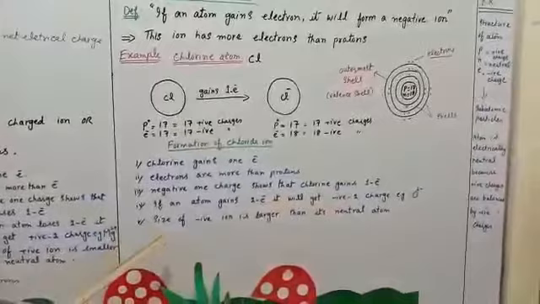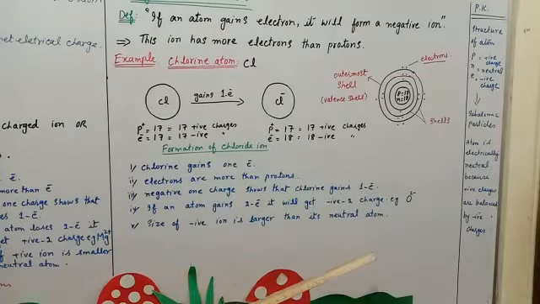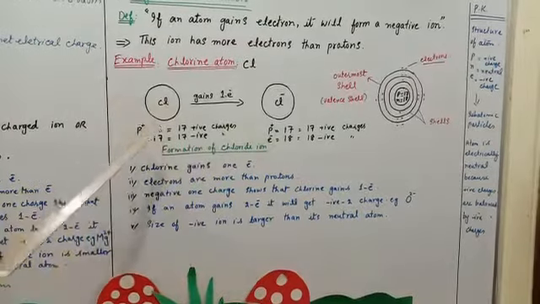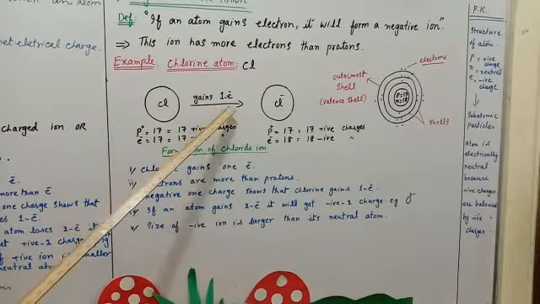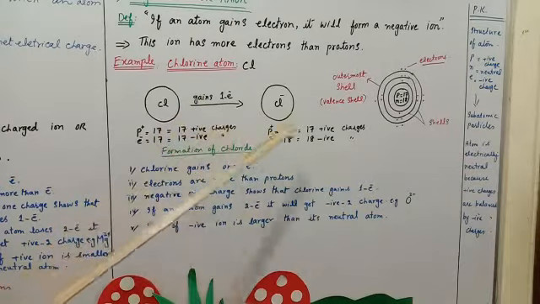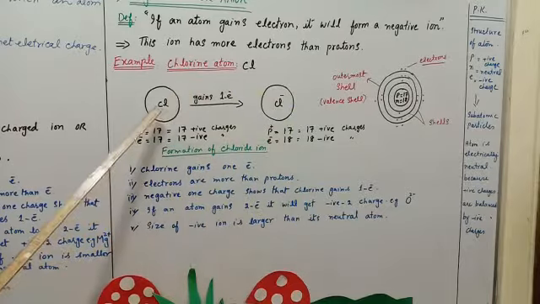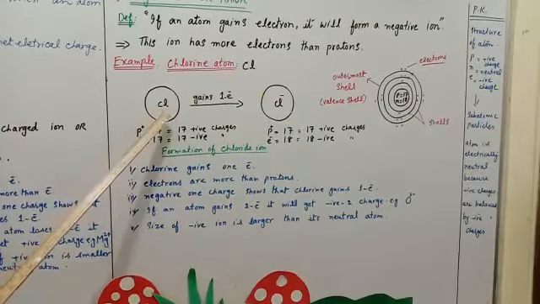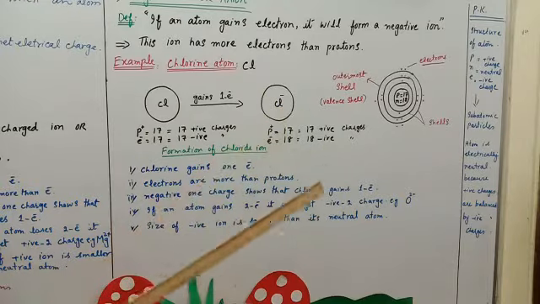Fifth point: the size of the negative ion is larger than its neutral atom. As chlorine is getting an electron, it is gaining something, so its volume is increasing. So the chlorine atom is smaller in size than the chloride ion.